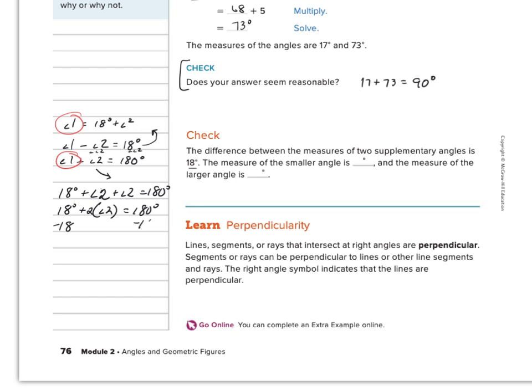Subtract 18 from both sides. 2 times angle 2 is equal to 162 degrees. Divide both sides by 2. And let's see here. So that means angle 2 is going to be equal to 81 degrees. All right. Does that seem to make sense? If angle 2 is 81 degrees, the measure of the smaller angle is 81 degrees.